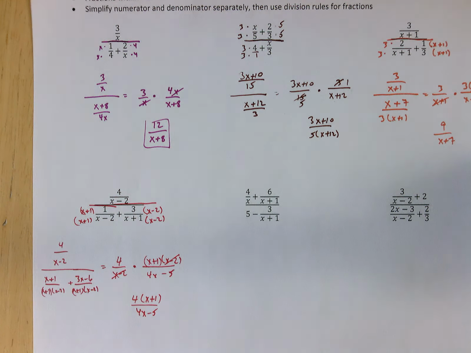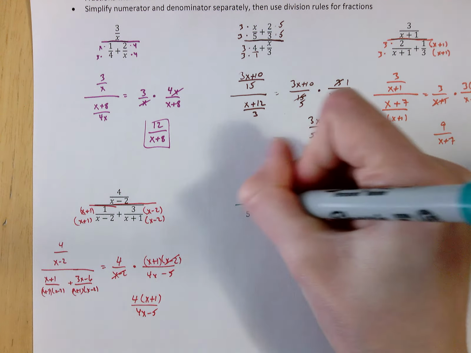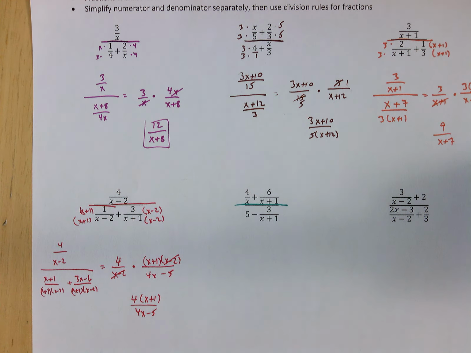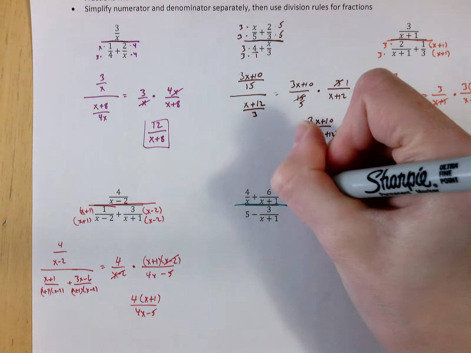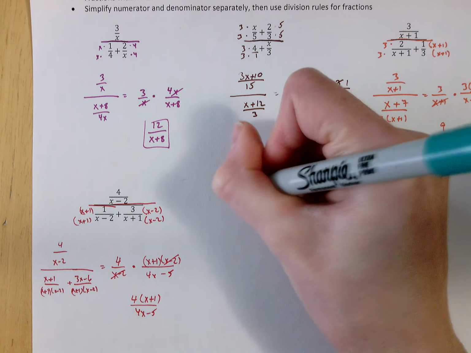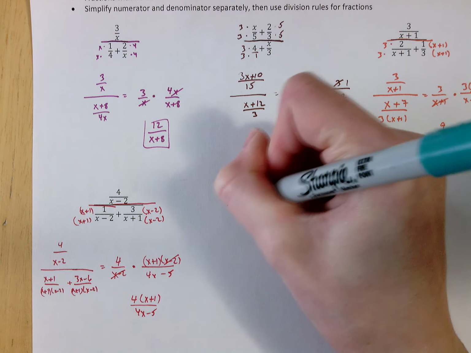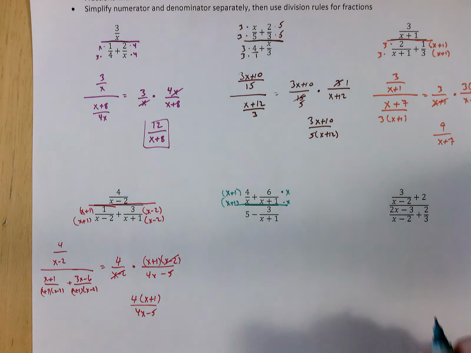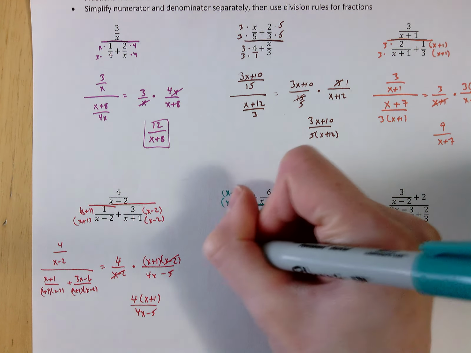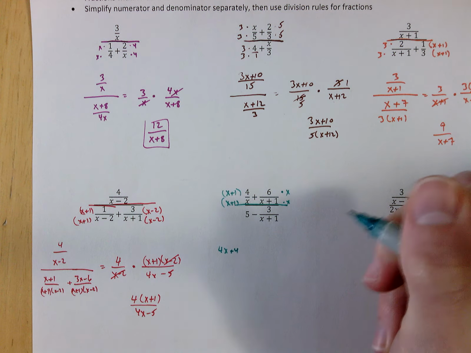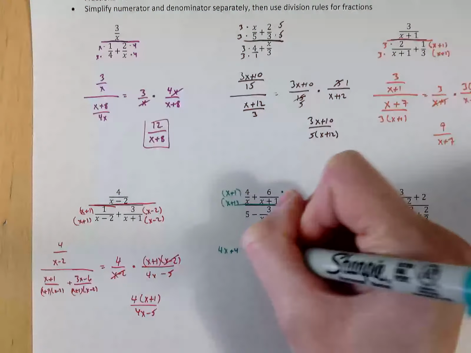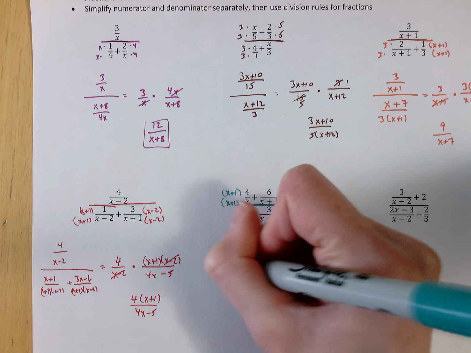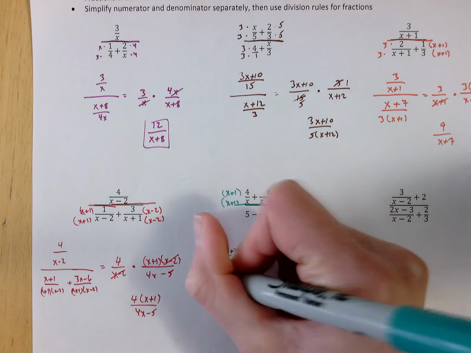All right, this one we got a lot going on with. Okay, so let's take a look. So top part, I'm going to have to multiply this side by x and this side by x plus 1 to get our common denominators. So that's going to give me 4x plus 4 and then plus 6x, right? Over x times x plus 1.